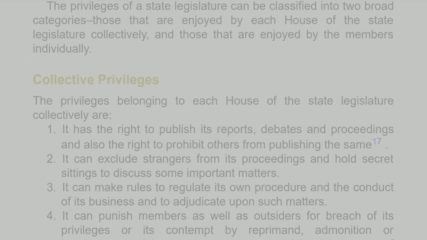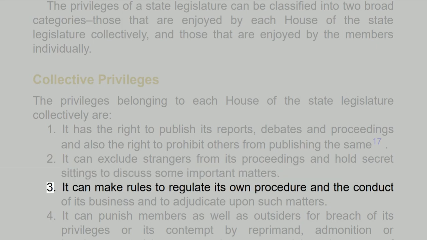The privileges of a state legislature can be classified into two broad categories: those that are enjoyed by each house of the state legislature collectively, and those that are enjoyed by the members individually. Collective privileges. The privileges belonging to each house of the state legislature collectively are: 1. It has the right to publish its reports, debates and proceedings, and also the right to prohibit others from publishing the same. 17. 2. It can exclude strangers from its proceedings and hold secret sittings to discuss some important matters.